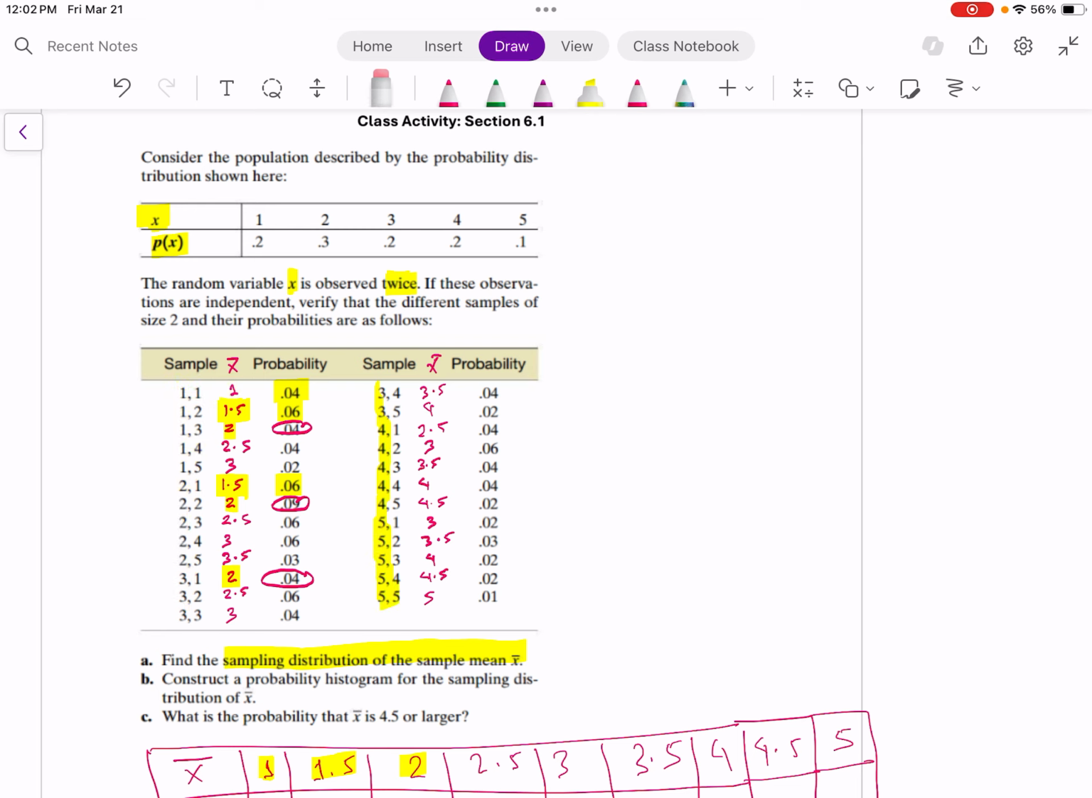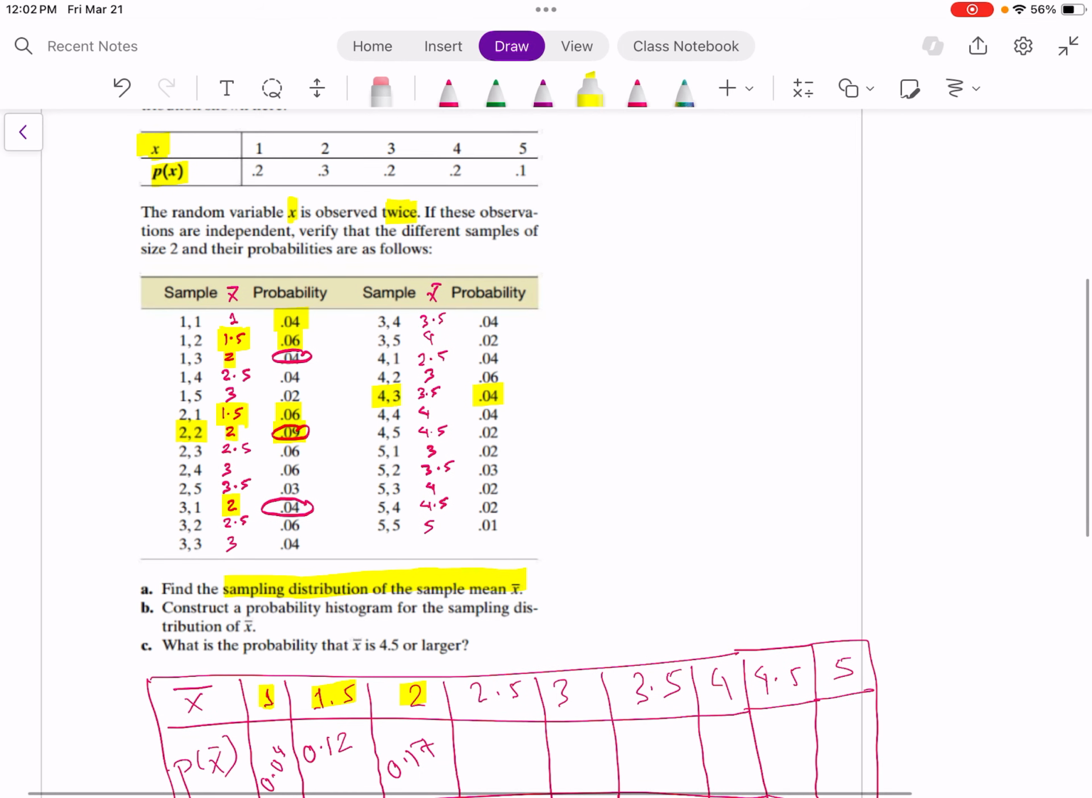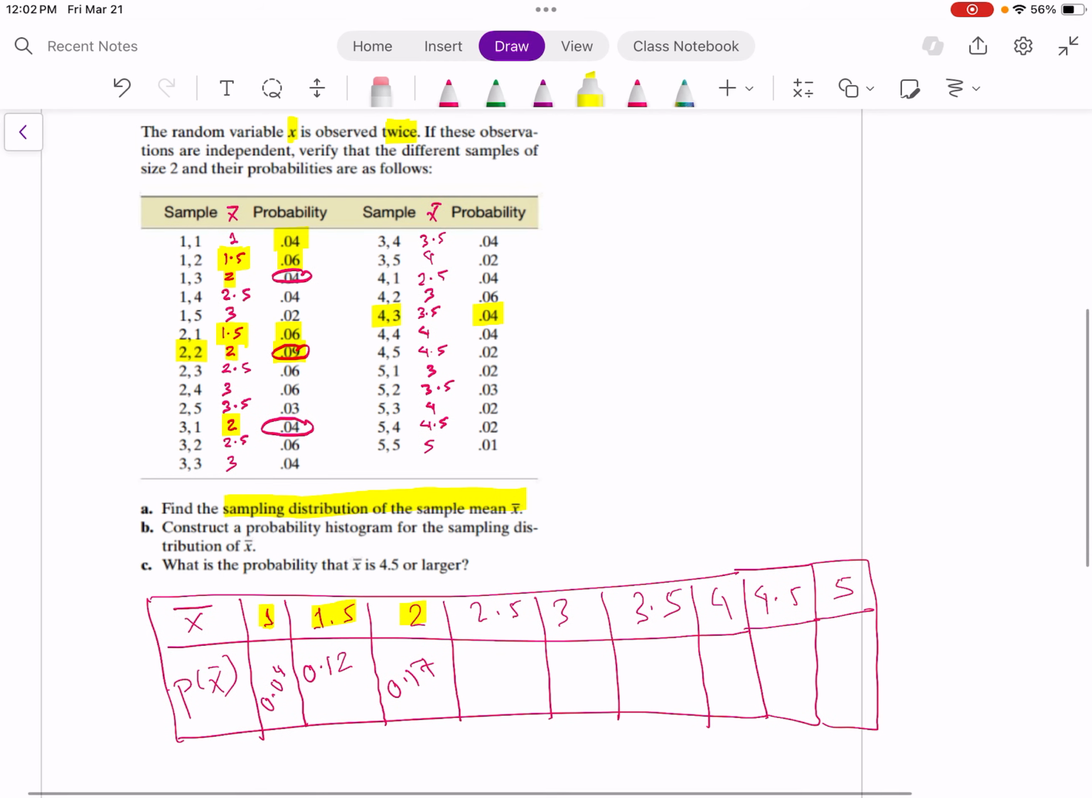And for each sample we have the probability. For example, the probability of observing 2 and 2 is 0.09. The probability of observing 4 and 3 is 0.04. So we have this second table with samples and their probabilities. In the first part, we are asked to create a sampling distribution of the sample mean x bar. So at first we calculated the x bar for each sample.